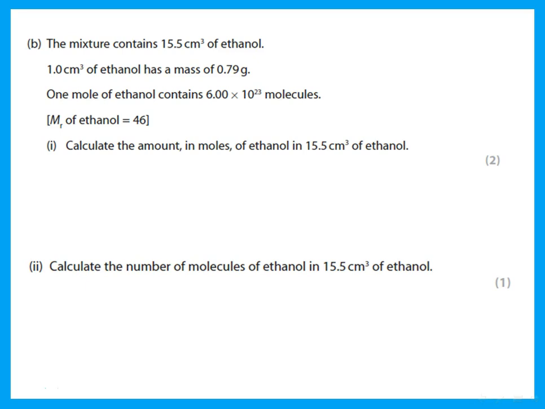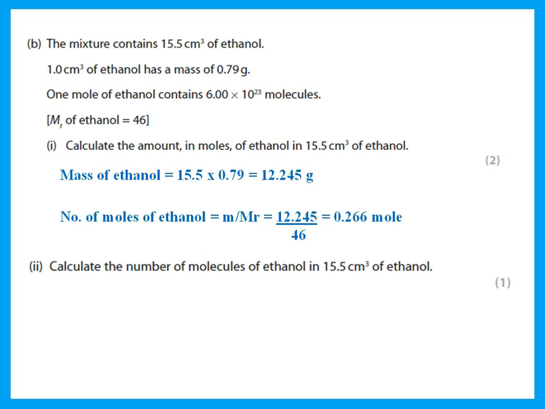1 mole of ethanol contains this number of molecules. Calculate the number of moles of ethanol in 15.5 centimeter cubed. So the first thing is the mass. He says 1 centimeter cubed has a mass of 0.79, so the 15.5 centimeter cubed would have a mass of 12.245 grams. Then the number of moles is this mass over the molecular mass of ethanol, and that would be 0.266 mole.